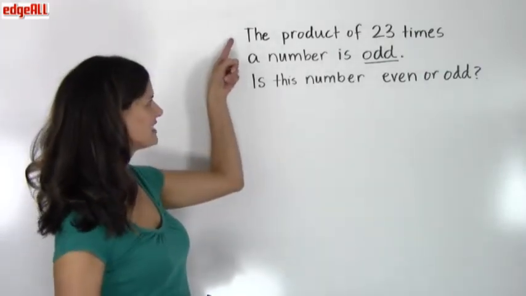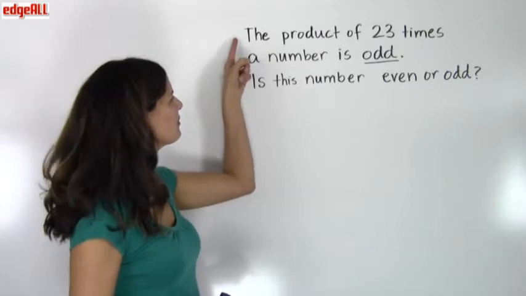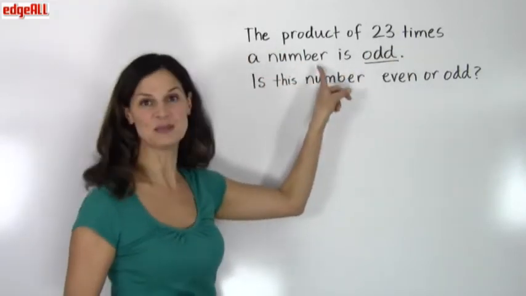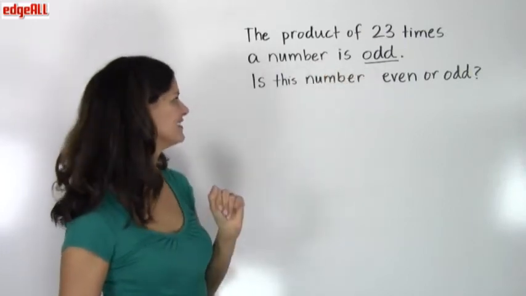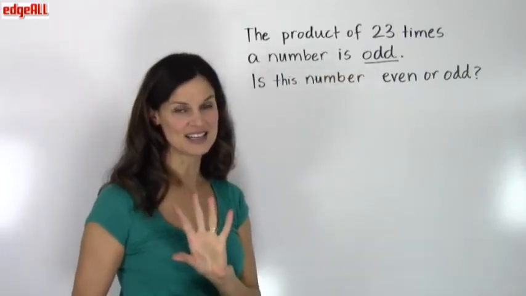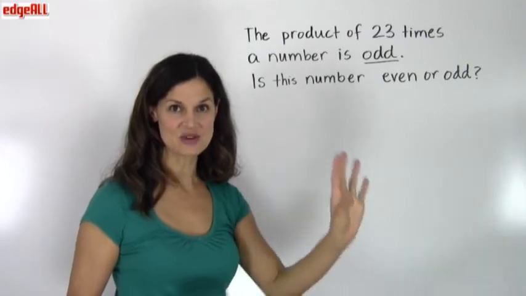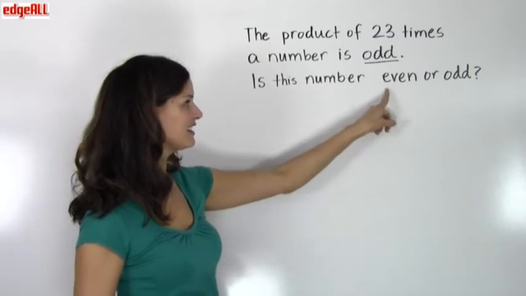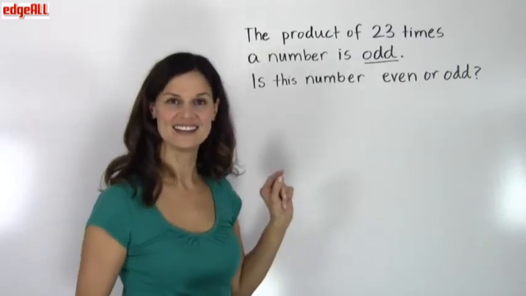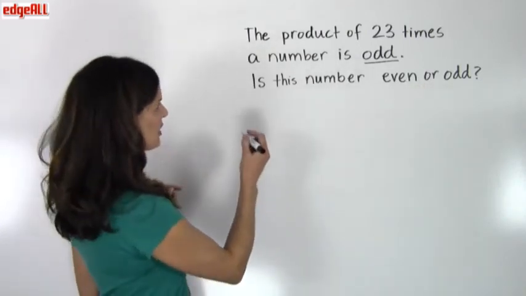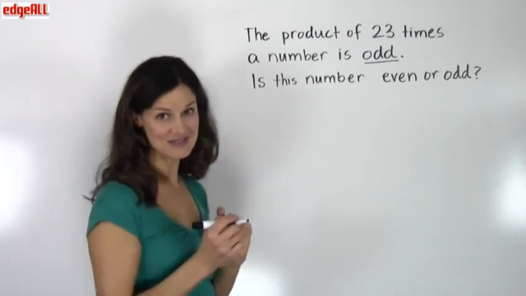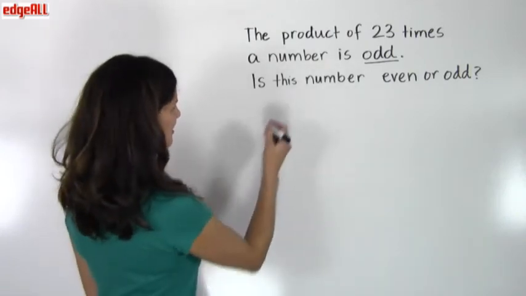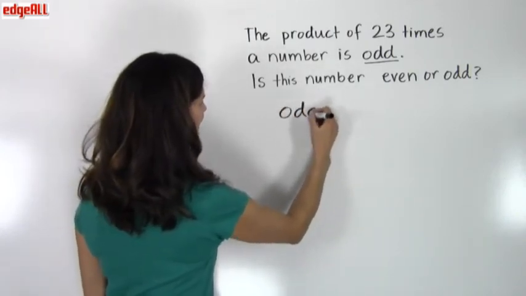The product, so multiplication, the product of 23 times a number is odd. So some number times 23 equals an odd number. Is this number even or odd? Well, since any number multiplied by an even number is even, we know that this number must be an odd number.